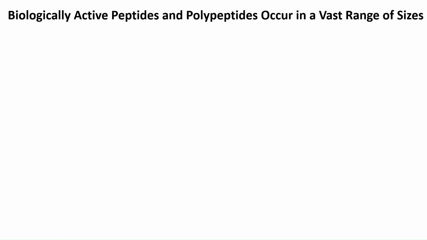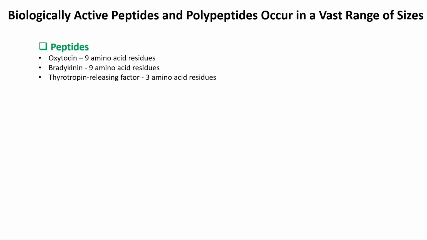Now, biologically active peptides and polypeptides can occur in a vast range of sizes. There is no fixed size that a peptide or polypeptide has to be to be biologically active. They can be small, consisting of only 3 amino acids, or larger, consisting of 25,000 amino acids. These are examples of peptides consisting of a smaller number of amino acid residues. For example, oxytocin. Correct? It is released from the pituitary gland and helps in uterine contraction, consisting of only 9 amino acid residues. Bradykinin.